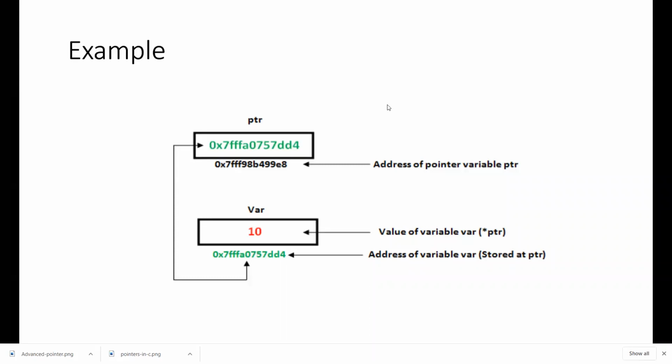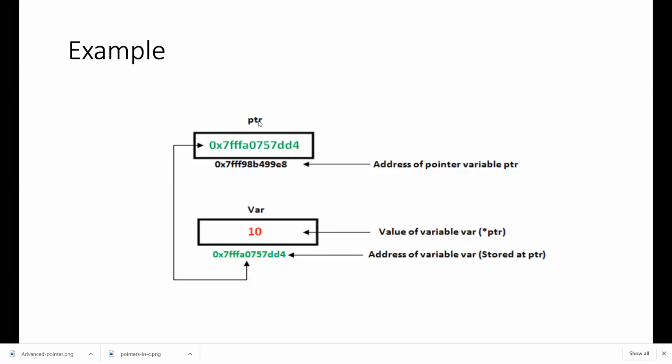This is my next slide. You can see in C++, the address of the pointer variable ptr, suppose int star ptr or whatever you may declare. The value of ptr will be this one. It is nothing but a hexadecimal address, and it has its own address as well.